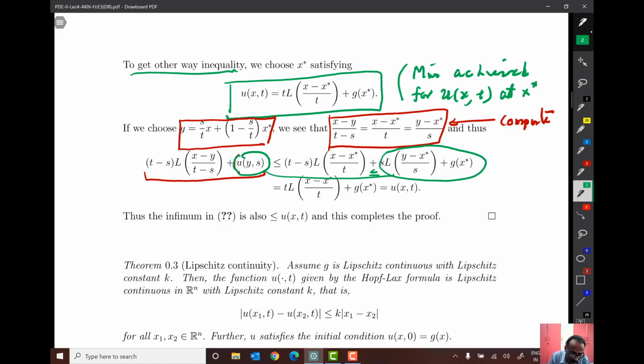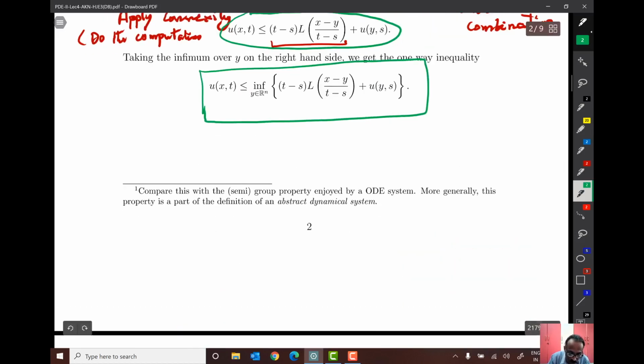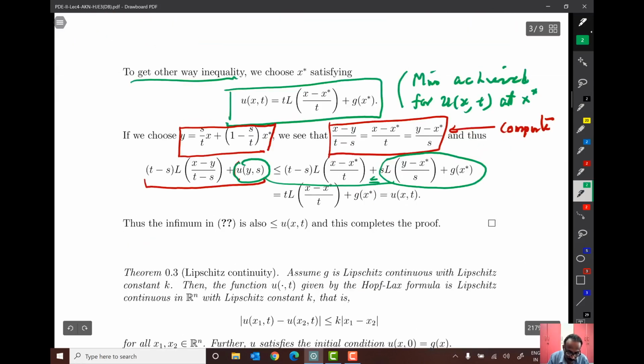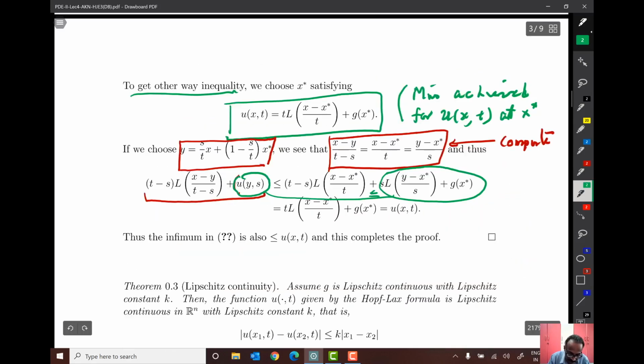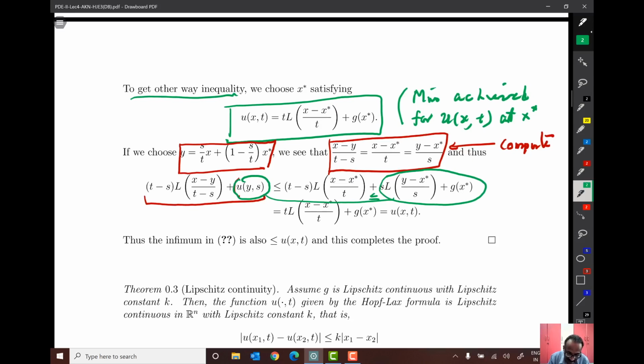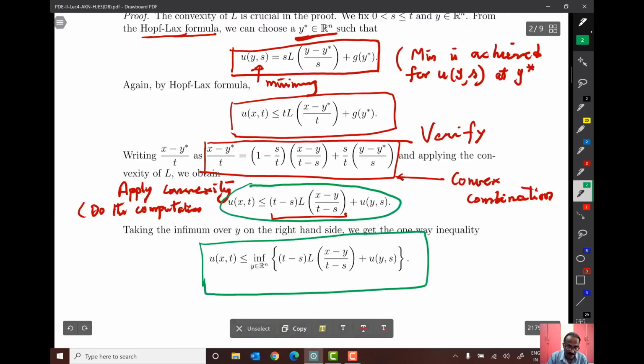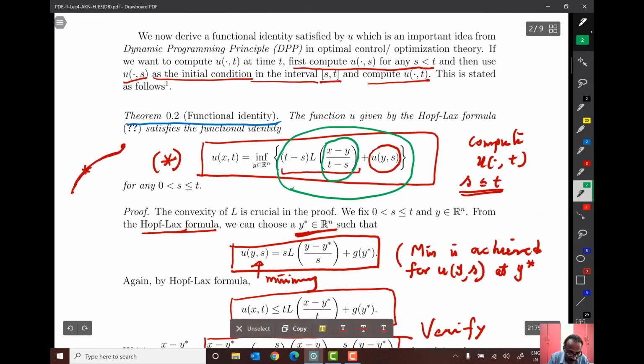Now you take infimum over all y. That's what you want to show. This is true for any y. So you take infimum over y in here. Infimum here you will get is also less than or equal to u(x,t), and this completes the proof of your important functional identity which you are getting.